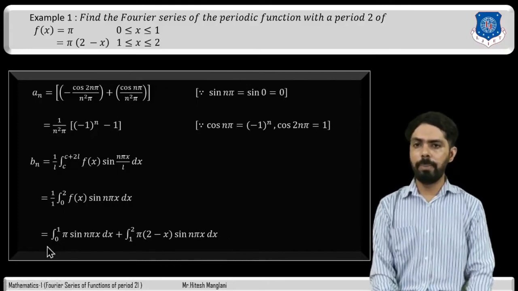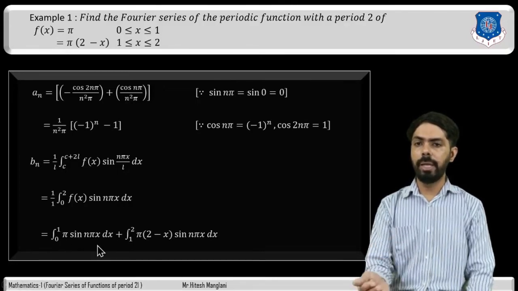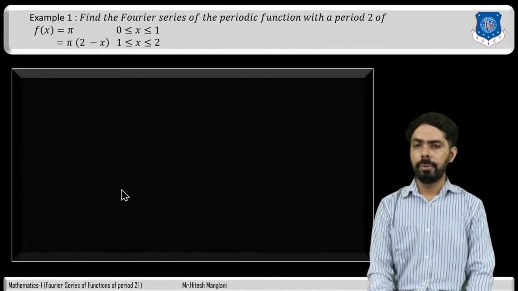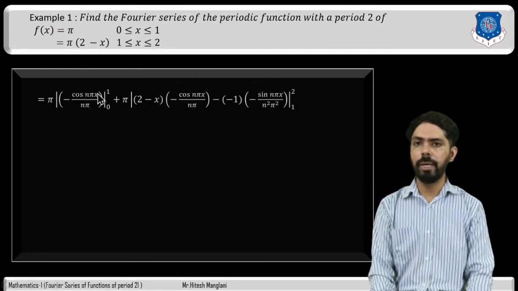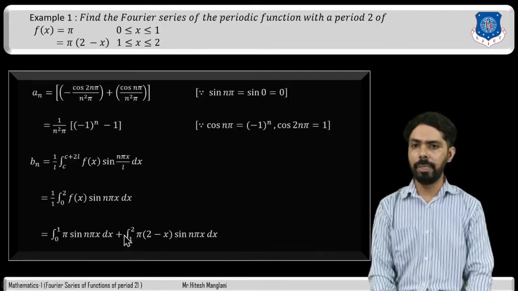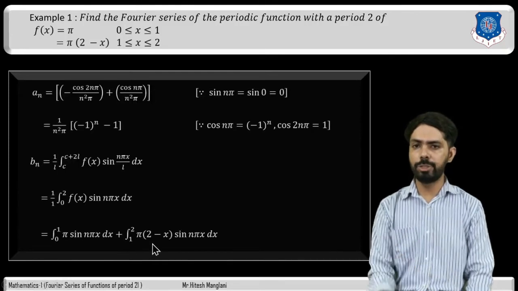So here pi will be as it is, and integration of sine theta will be minus cos theta. So here it will be pi into minus cos n pi x divided by n pi, because coefficient of x is n pi and limit will be from 0 to 1. Now here pi will be constant, and here as you can see that there are two functions. So we will use Bernoulli's formula.